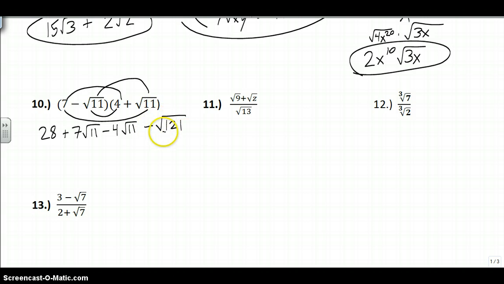Okay, be careful about the negative. Well, I know what negative square root of 121 is. I just told you the answer. It's negative 11. So 28 minus 11 is 17.